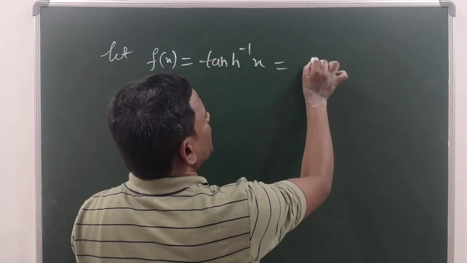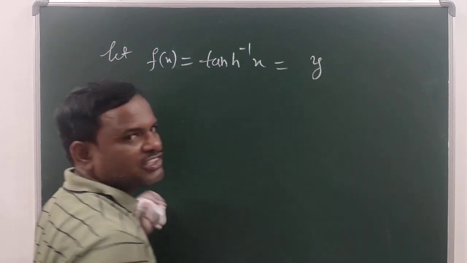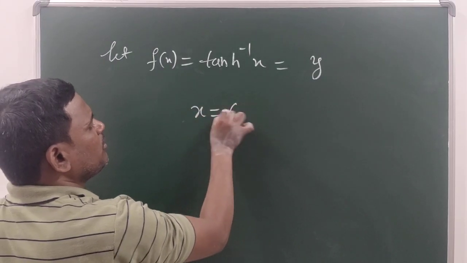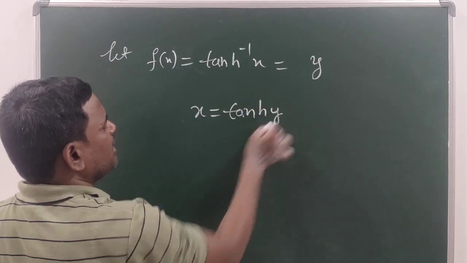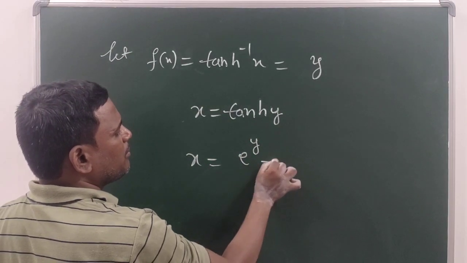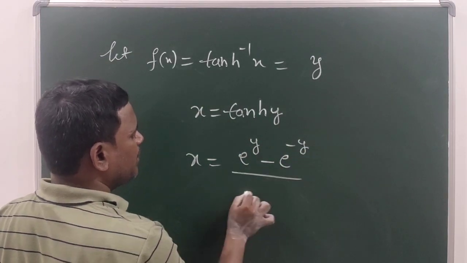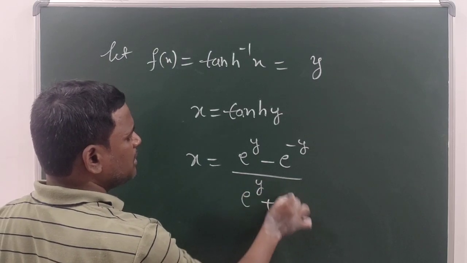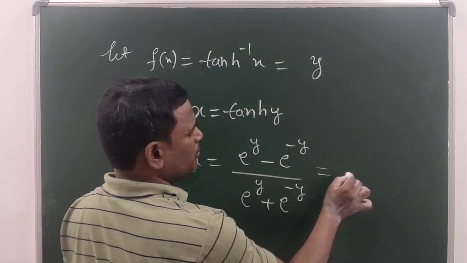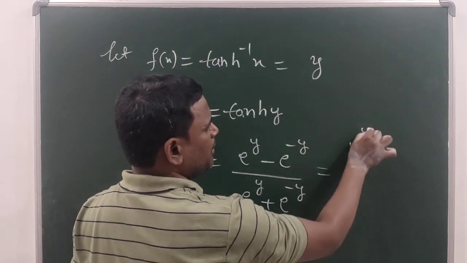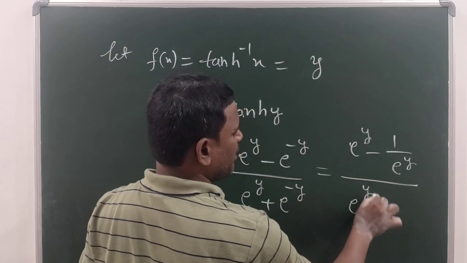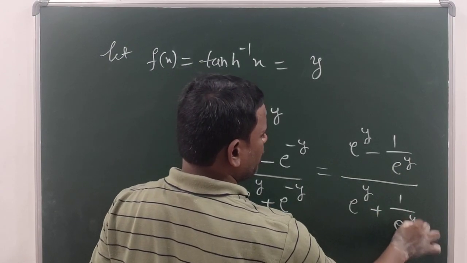Students, tell me. You have to consider this as y, same like previous functions. Now when you take tanh y on the right side, x equal to tanh y, you will get x equal to (e^y minus e^-y) by (e^y plus e^-y). Now if you simplify, you will get (e^y minus 1 by e^y) by (e^y plus 1 by e^y).